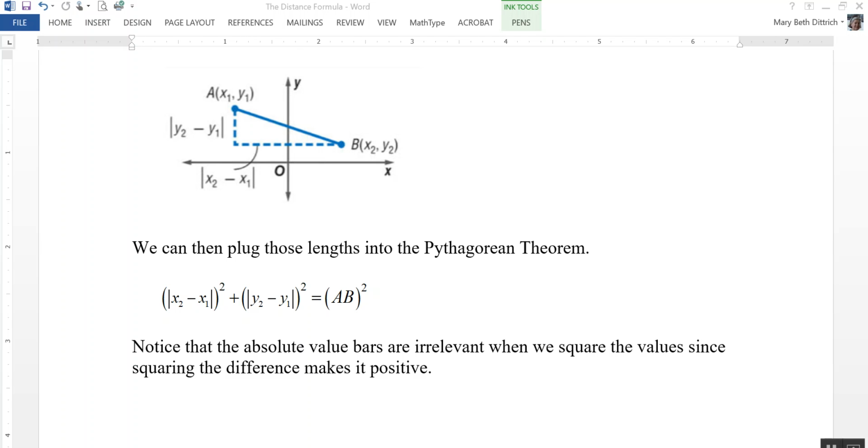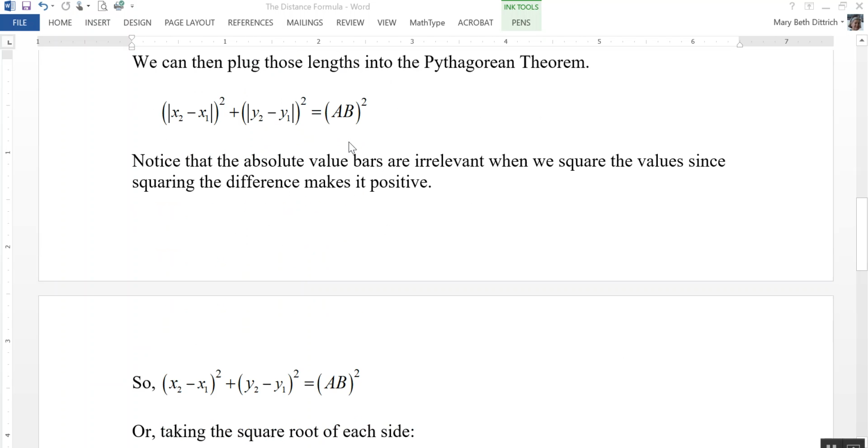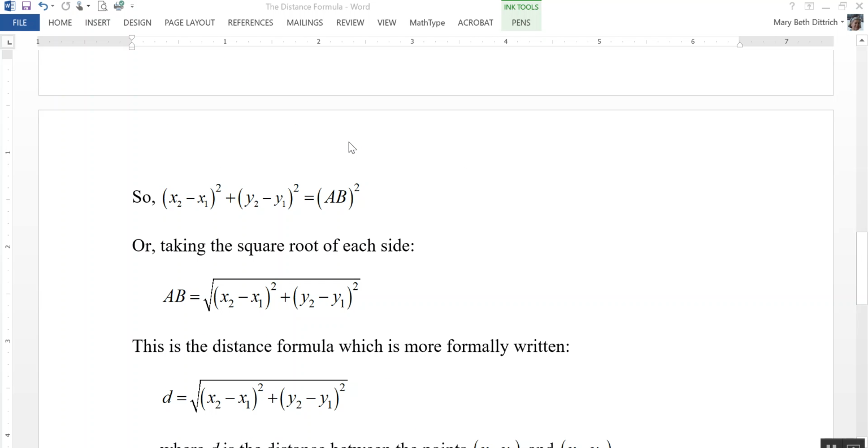Now notice that in this case we really don't need the absolute value bars. Remember, the absolute value bars are going to make that difference positive, but squaring that difference is going to make it positive as well. So we can actually write it like this. The quantity x2 minus x1 squared plus the quantity y2 minus y1 squared equals the length of AB squared.